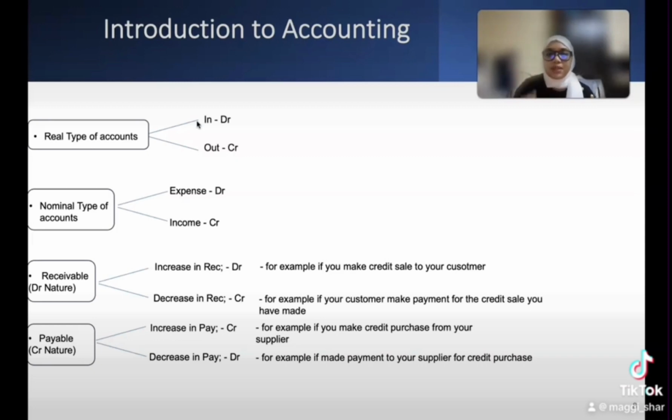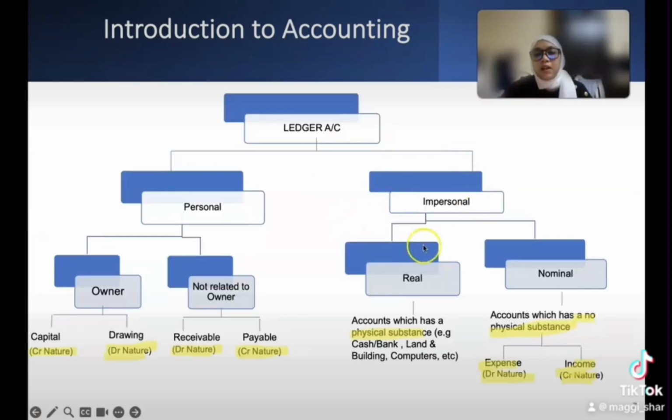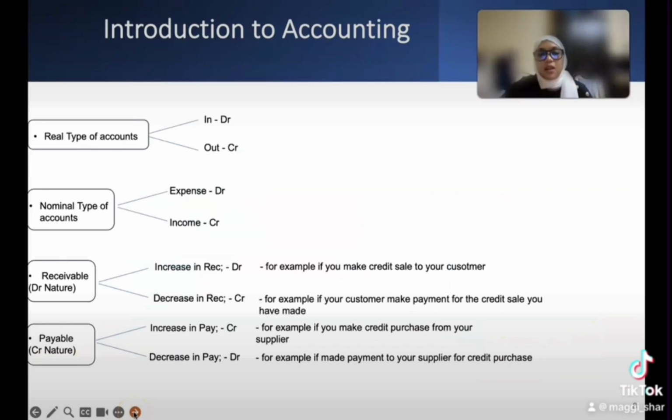Okay, so what about the debit side? What are we receiving? We are receiving a car. A car has a physical substance. A car falls under a real account. For a real account, how are we going to decide? It is in or it is out. We are receiving a car, so it is in. So we are going to record it in the debit side. This is how we decide whether to record in the debit side or the credit side. So you just need to memorize and understand here: for all the real type of accounts, if it is in, we will record in the debit side. If it is out, we will record in the credit side.